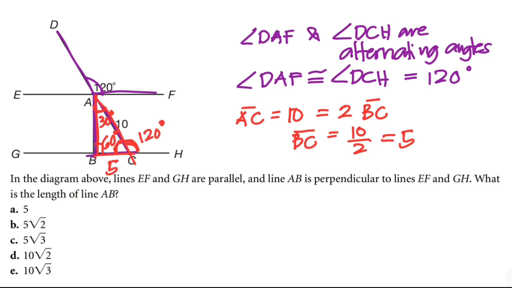And in a 30, 60, 90 right triangle, the length of the leg opposite the 60-degree angle, which in this case is AB, is just square root of 3 times the length of the other leg, which is BC. So this is 5 times square root of 3. Therefore, the length of AB is equal to 5 square root of 3. Or you can simply use the Pythagorean theorem.